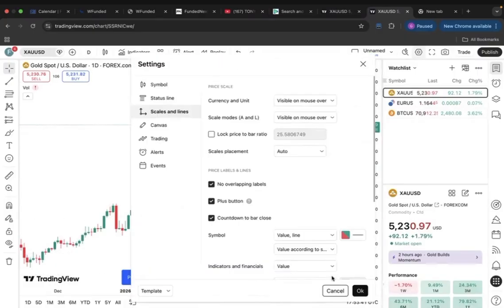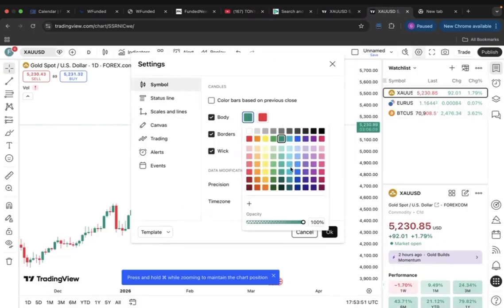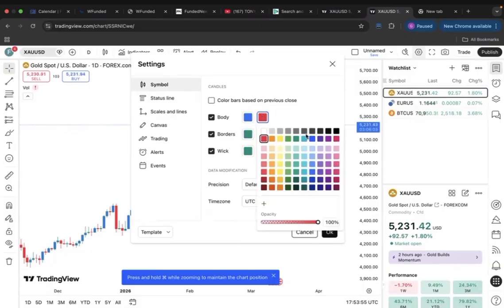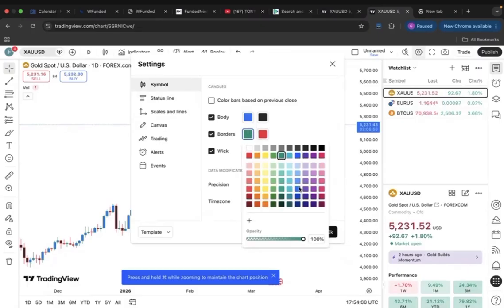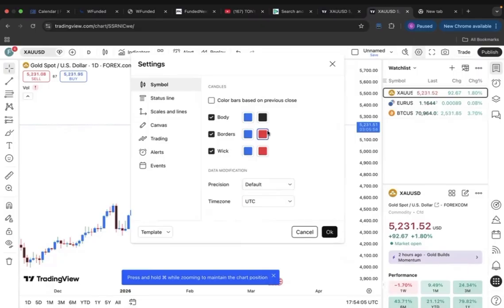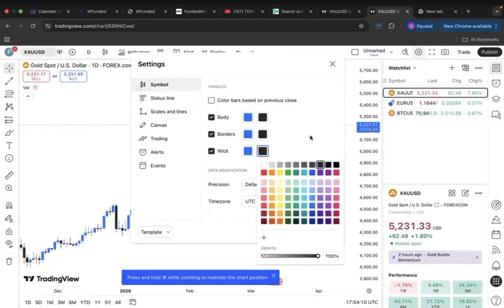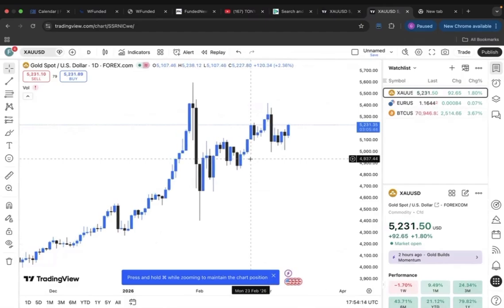Yeah, I love it pure. So next, I'll be changing the color of the candlesticks. I'll be using blue and black. I'll be using blue as my bullish candle, so I'll be changing every one of the green ones to blue. And my bearish candle will be black. I love it this way.